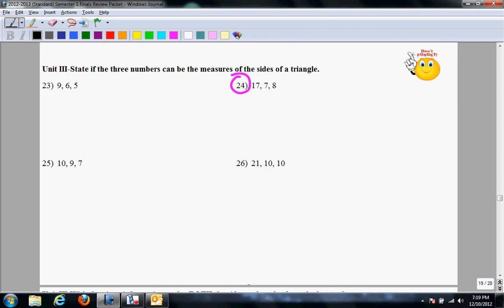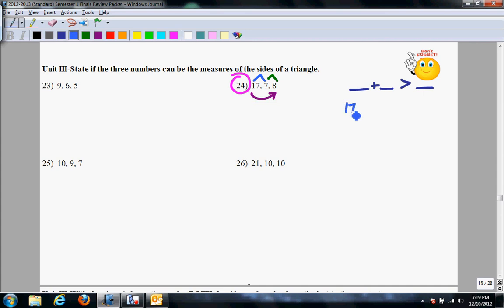It says, state if these three numbers can be measured the size of a triangle. Now, how do you remember that any two sides of a triangle have to add up greater than the third side? So any two sides of a triangle have to sum greater than the third side. You have to do all three potentials. So the easiest way to remember this is eyebrow, eyebrow, smiley. So we go like this.